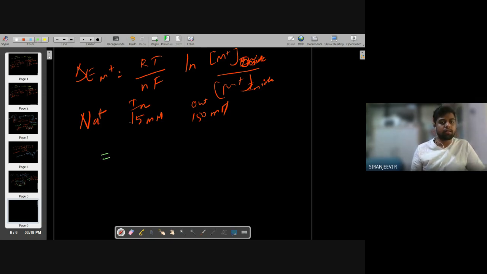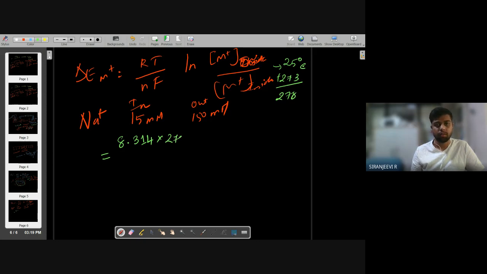Here R is the gas constant, that is 8.314, and T is the absolute temperature in Kelvin. Normally the temperature we consider is 25 degrees Celsius, so if I add 273, you get 298. And this is a natural logarithm. If I want to convert it to log base 10, I introduce the value 2.303, divided by the number of electrons, and the number of ions will be 1, and F is the Faraday's constant, 96500.